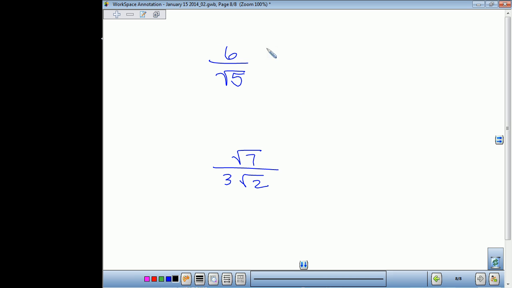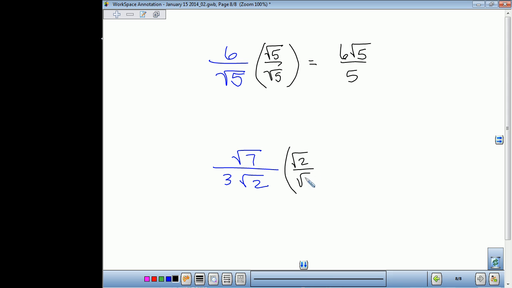Okay, so the last 2 examples, on this one it would just be about multiplying the square root of 5 over the square root of 5. So you get 6 roots of 5 over 5. And this last one, square root of 7 is fine, square root of 2 is not. So we'd multiply the numerator and denominator by the square root of 2. So that gives us the square root of 14 over 3 times, square root of 2 times square root of 2 is 2. So it's the square root of 14 over 6.